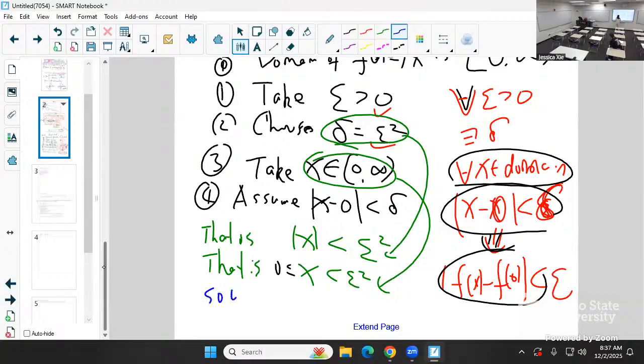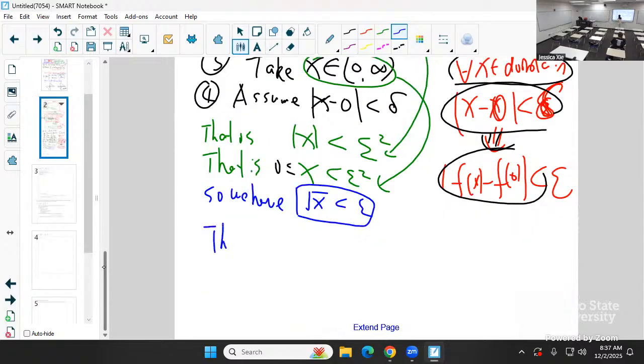So x is between 0 and square root of x, so we have the square root of x less than x. Yes? That's just algebra, right? x is non-zero, non-negative, and less than epsilon squared, so the square root of x is gonna be less than x less than epsilon, the square root of x is gonna be less than epsilon, right? That is half of x less than epsilon.